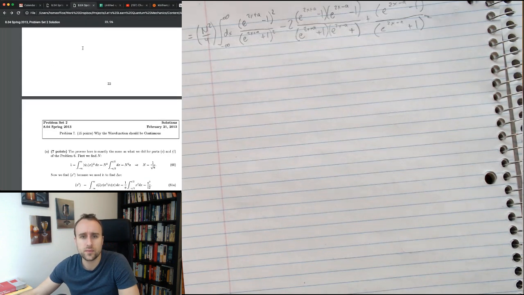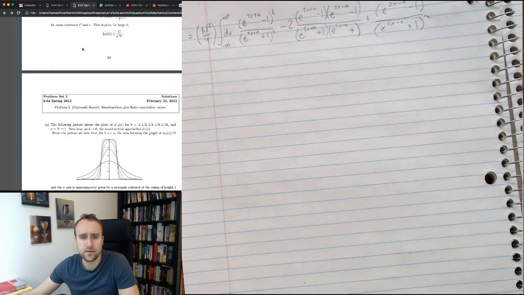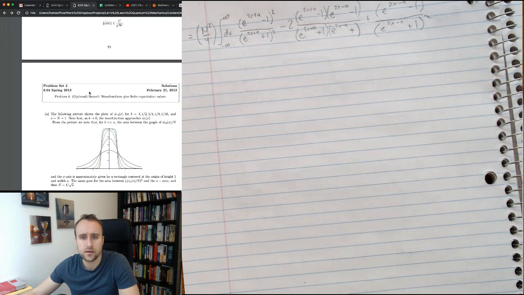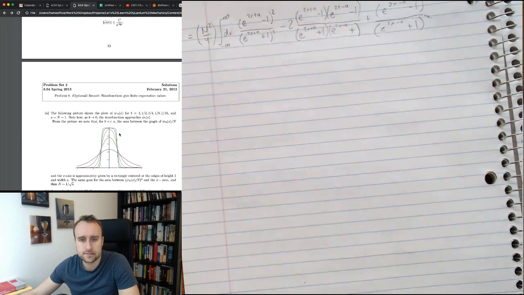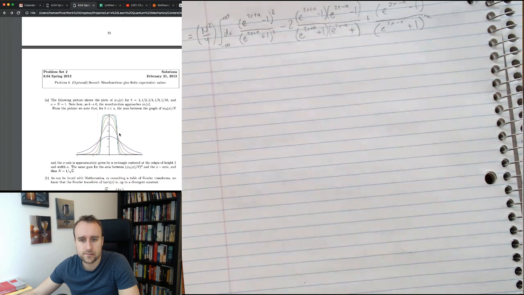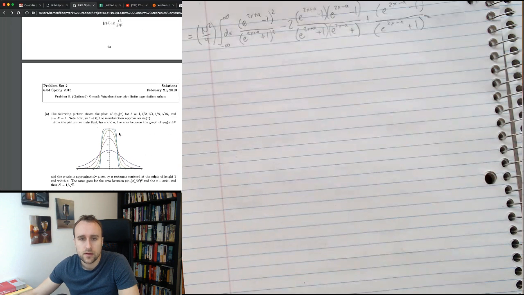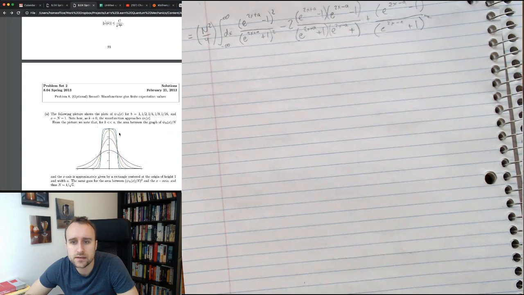Okay, where are we? This is problem set 7, part A. So this is roughly what we did. We did this in Wolfram Alpha, so I would give myself a point for that. Oh, here we go. The following picture shows the plots of this. The graph is probably centered at the origin, height 1, and width a. Thus, n is on the order of, oh, so they never even calculated it.